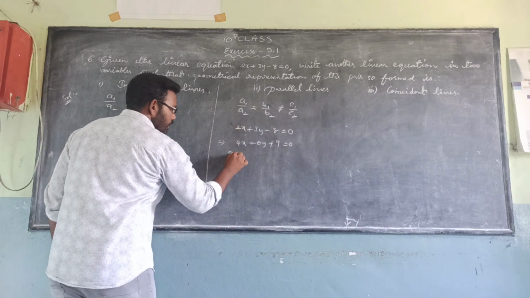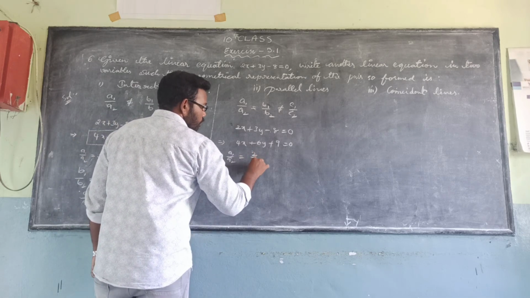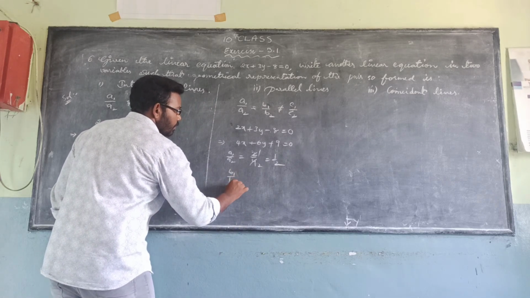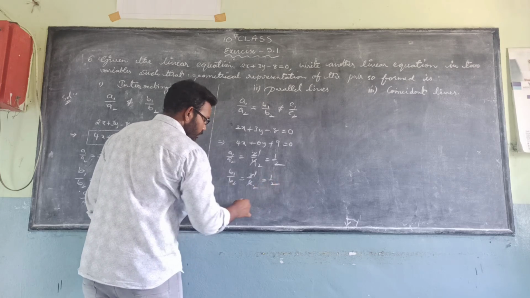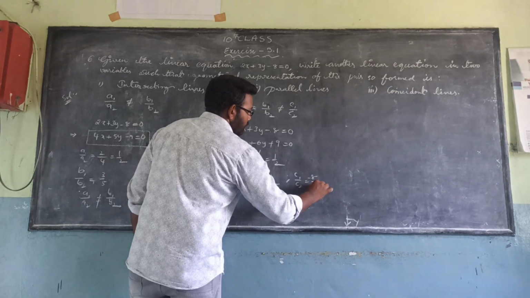If you observe here, a1 by a2 is equal to 2 by 4, that is equal to 1 by 2. Here b1 by b2 is equal to 3 by 6, that is equal to 1 by 2. But c1 by c2 is equal to minus 8 by 9.